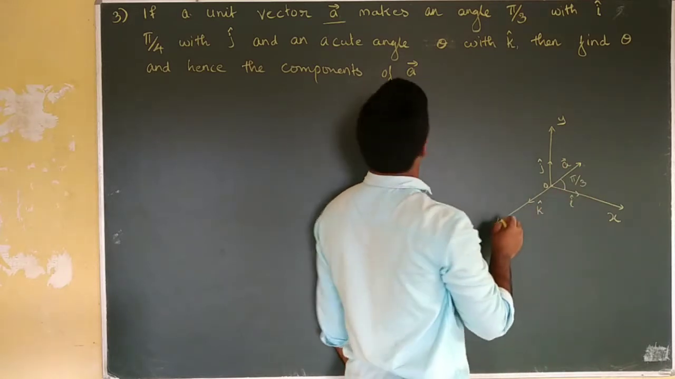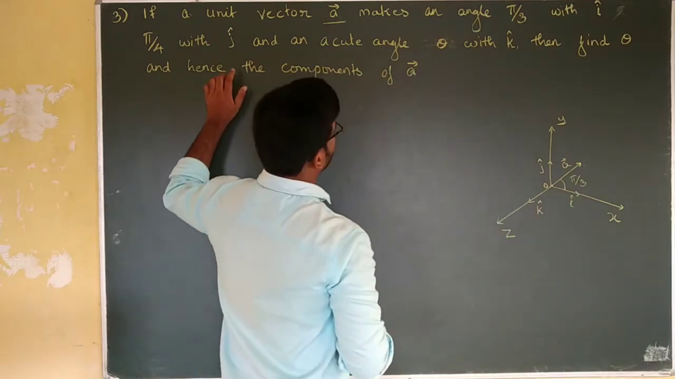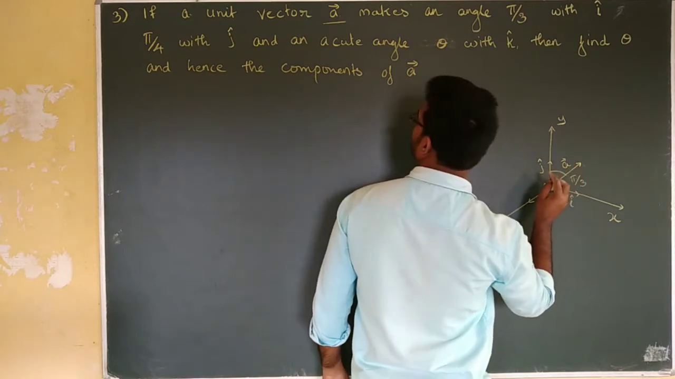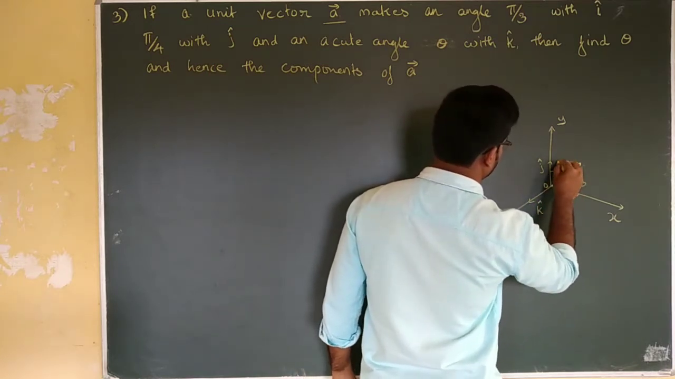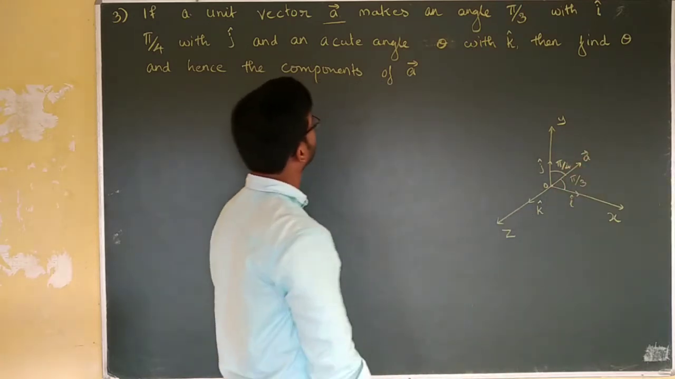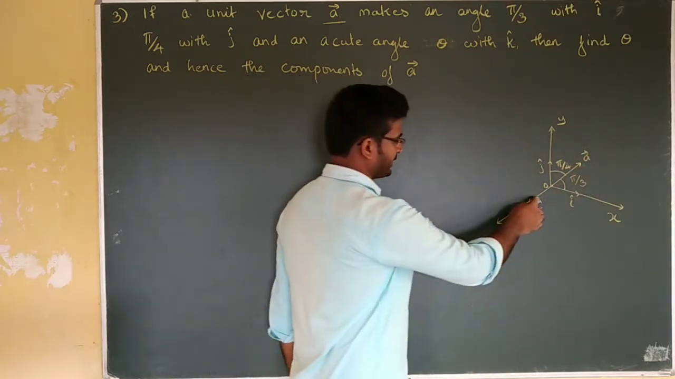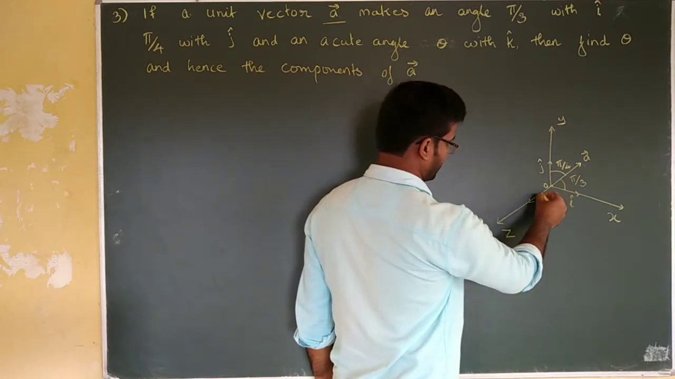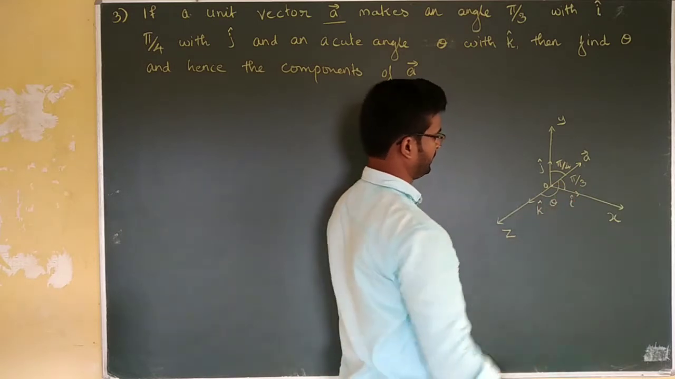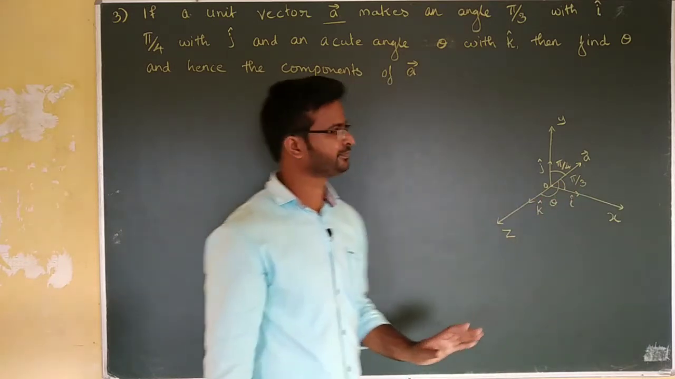Then the angle between A vector and J vector is given as pi by 4. The angle between K vector and our unit vector, this total angle is theta. This theta we have to find out first.